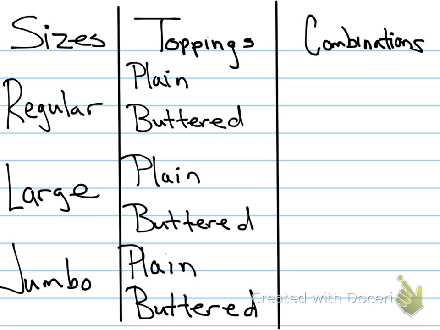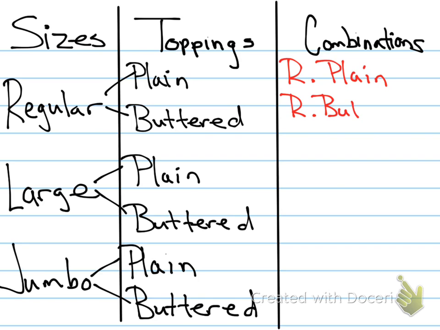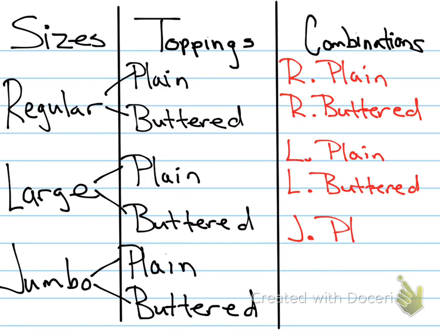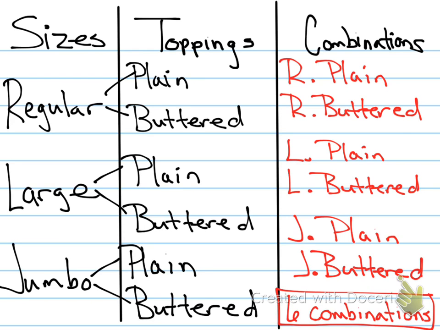All right, and now I just bridge them over. Regular to plain, regular to buttered, so I can have large plain, large buttered, jumbo plain, jumbo buttered, and I just start writing them in. Regular plain, regular buttered, and I finish it off. Okay, so once we fill them all in, large plain and buttered, jumbo plain and buttered, how many combinations? 6 combinations. So what is the probability that I would choose a plain option for my topping?